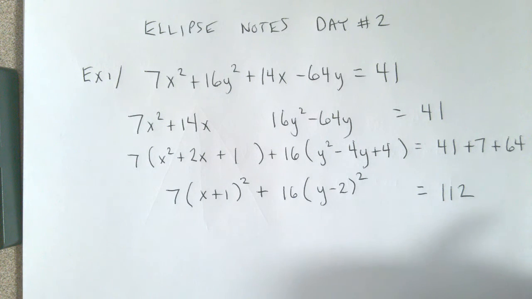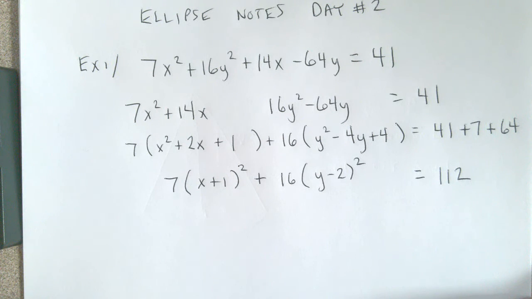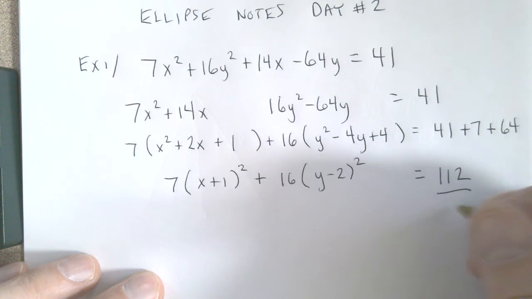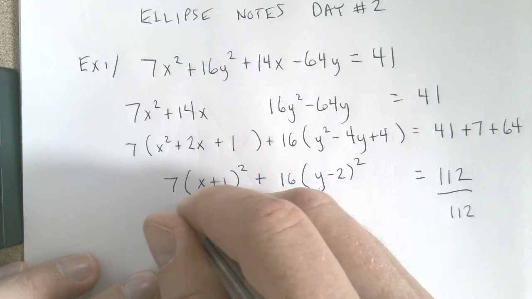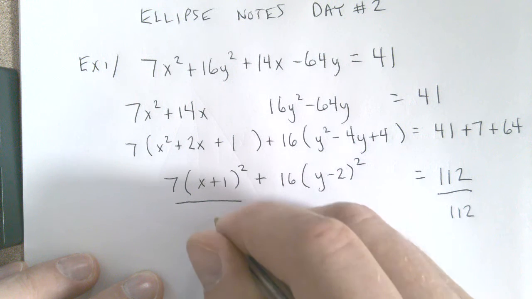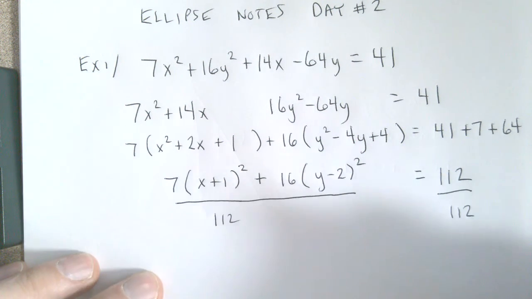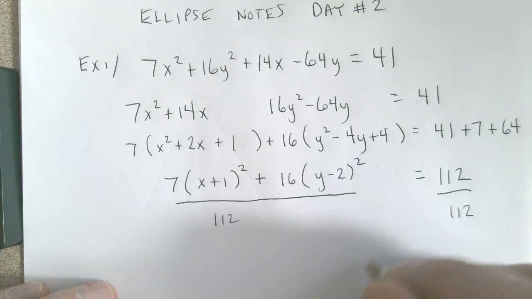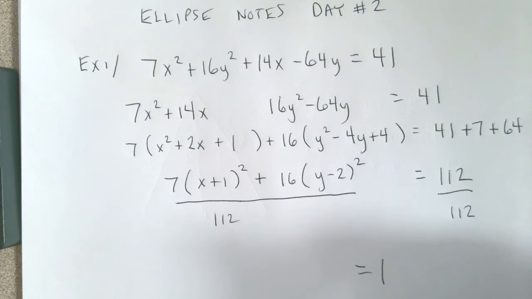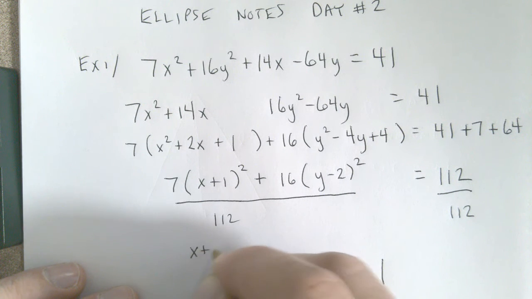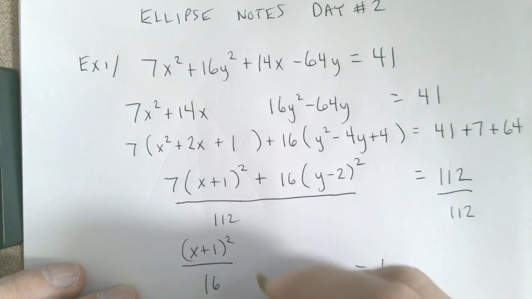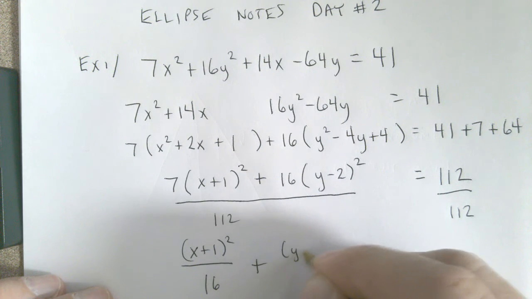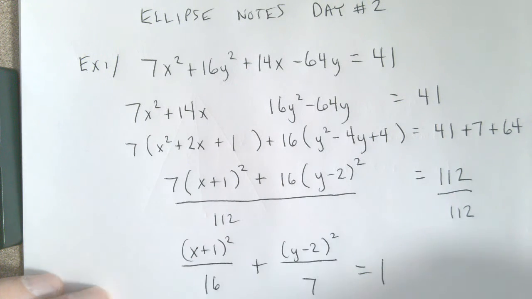Now, this is the new step that we really didn't have to do when we were doing the circle problems. We want this to be 1 over here, so we're going to divide both sides by 112. So we end up with 1 on the right side. Does 7 go into 112? 16 times, so now we have x plus 1 squared over 16 plus y minus 2 squared over 7.